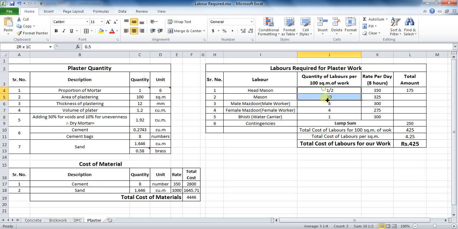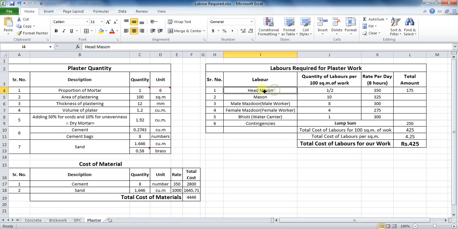All these values of number of labors and their rates are taken from the DSR book, that is District Schedule Rates book. At the last, a lump sum amount is considered as contingencies as 250 rupees. So, to calculate the total amount, just put the formula as quantity of labors multiplied by their rate for a day.